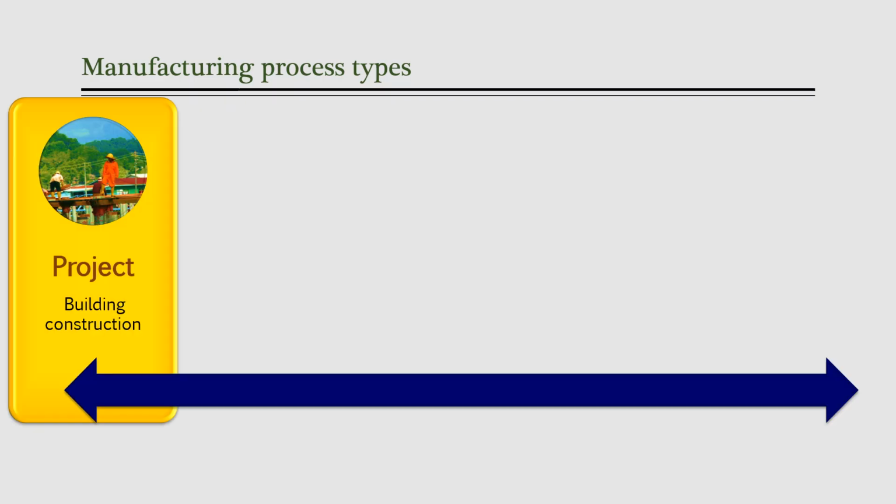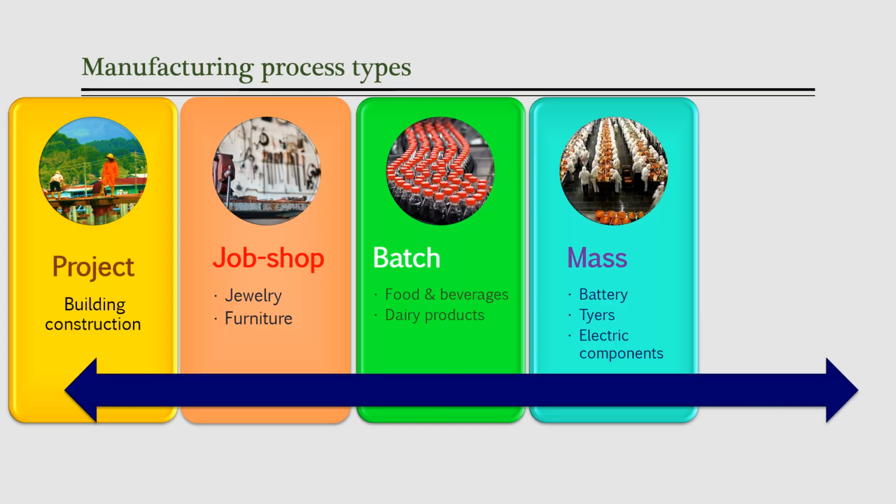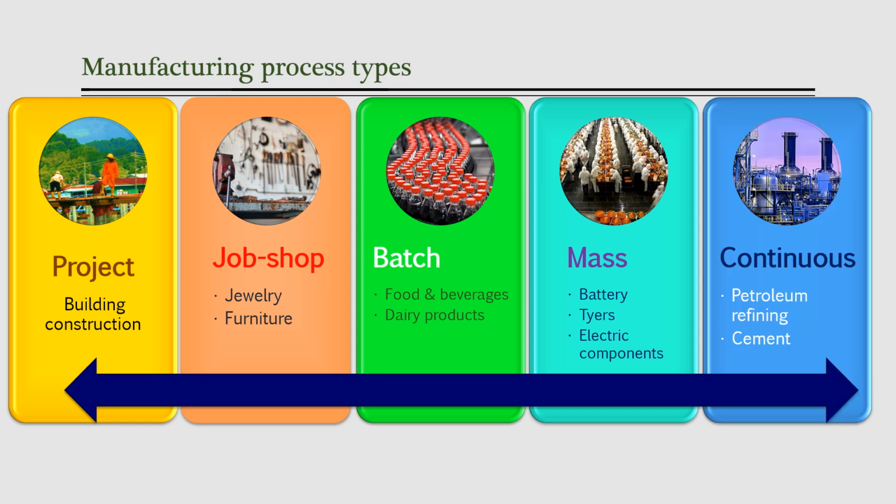Now let's see manufacturing process types. There are 5 types of processes: projects, job shop, batch, mass production, and continuous production process. When it comes to projects, the volume is low. However, when it comes to continuous production, the volume is high. In the project, we are going to undertake a single project at a time, such as building construction, or it can be bridge construction, etc.